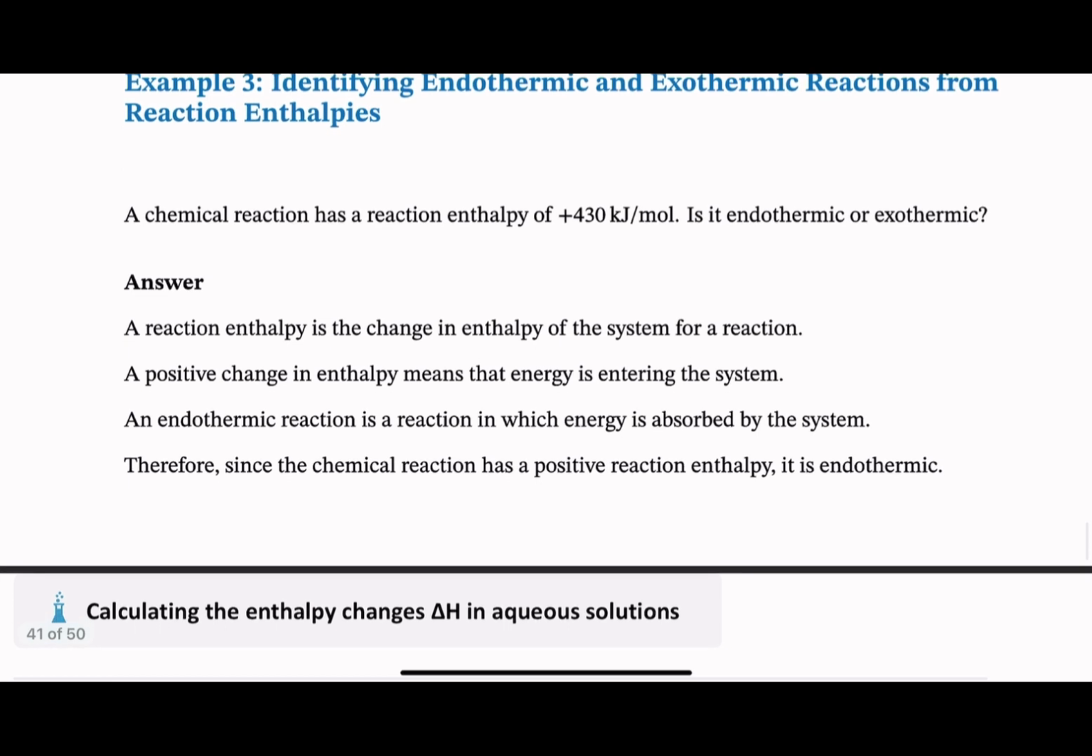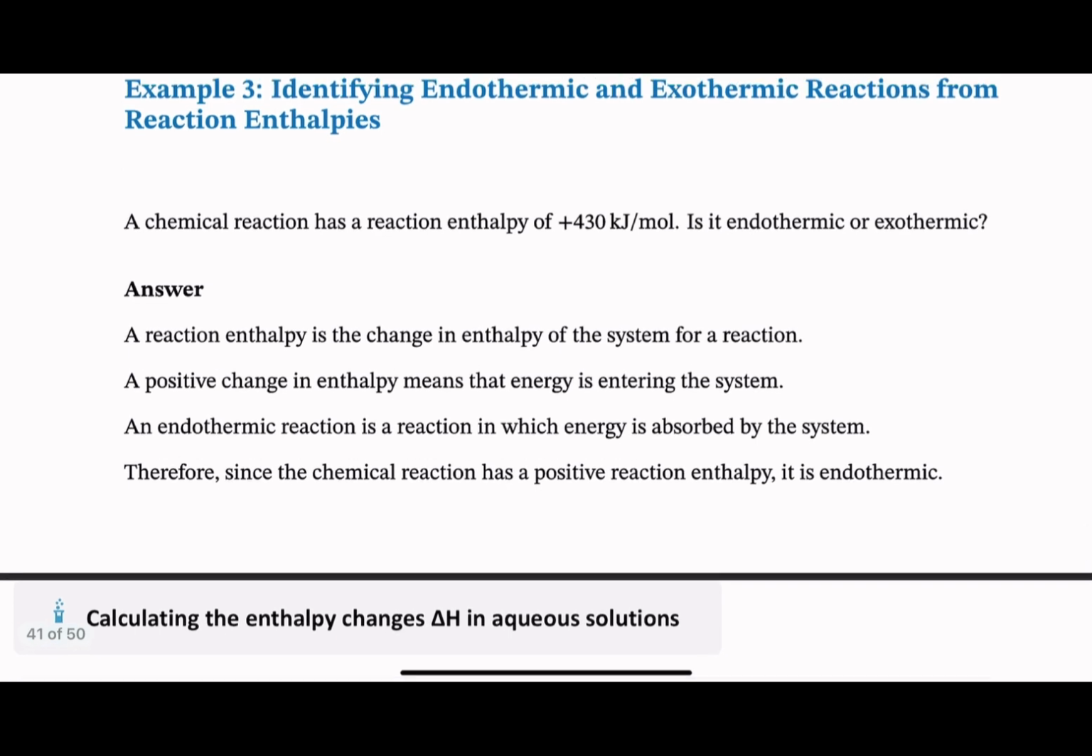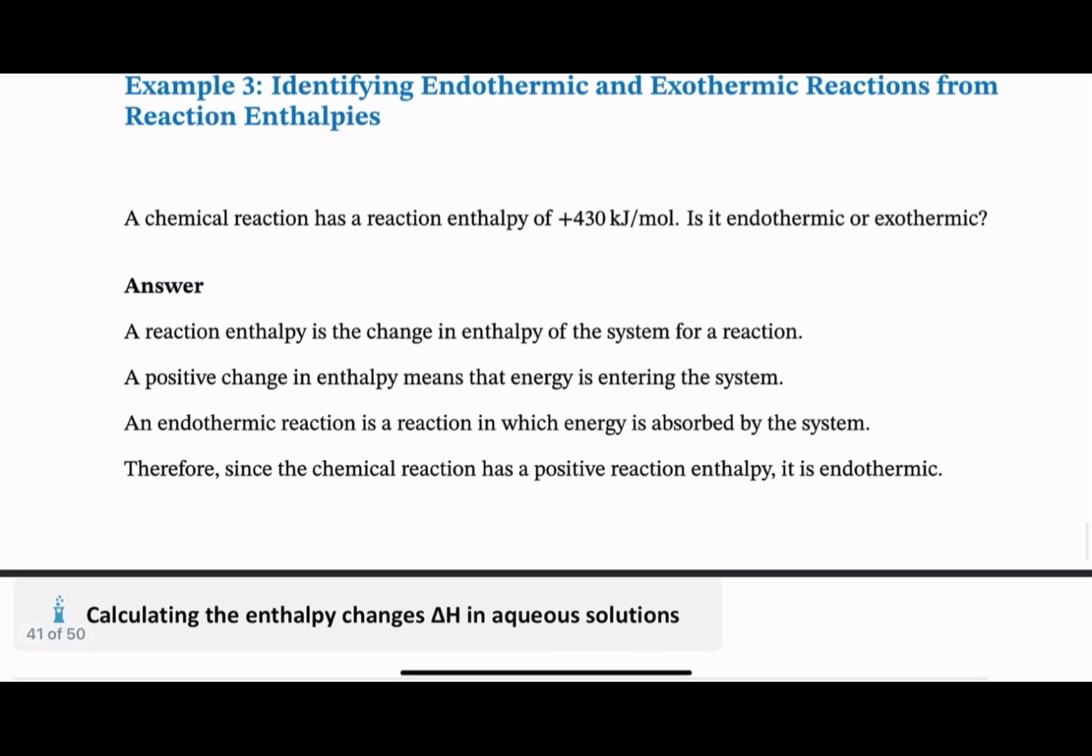So now, example. A chemical reaction has a reaction enthalpy of 430 kilojoule per mole. So that means your delta H is positive. Your delta H is positive 400. Is this endothermic or exothermic?